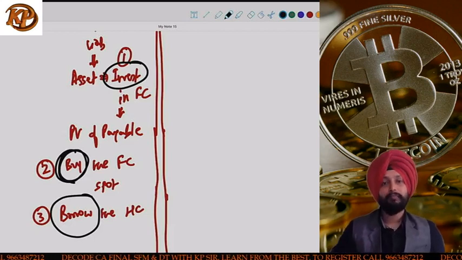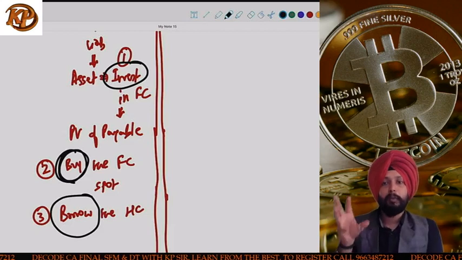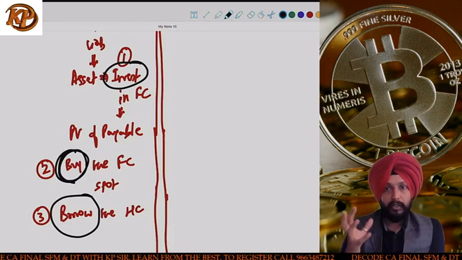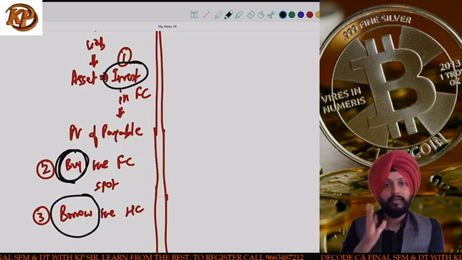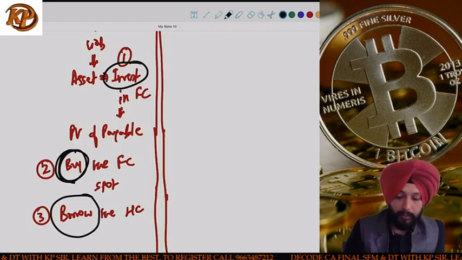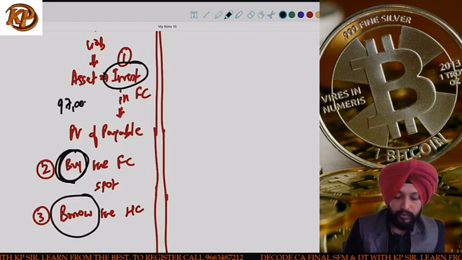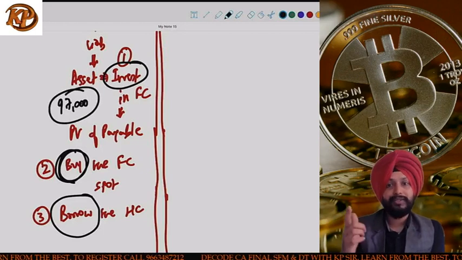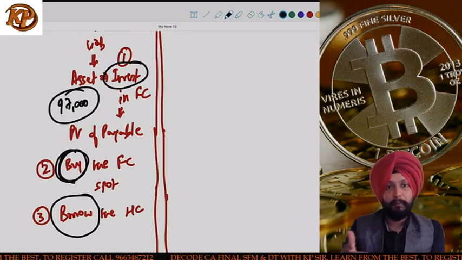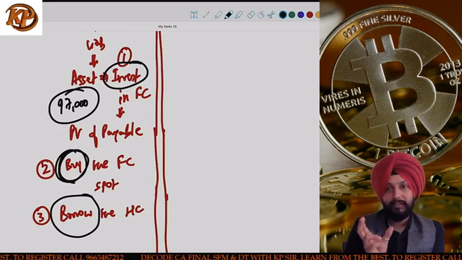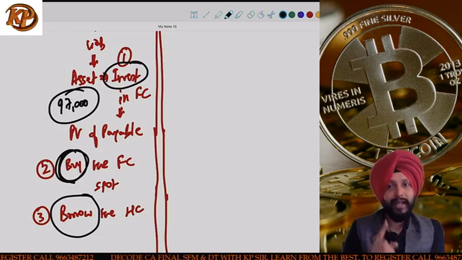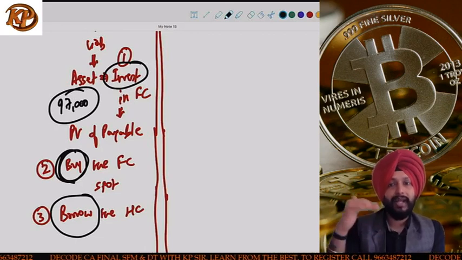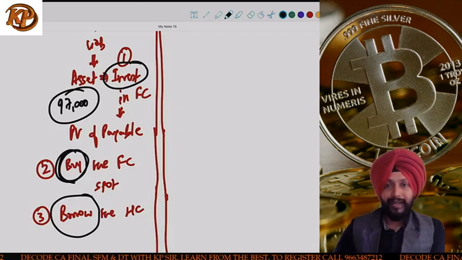So think like this: if you have US dollars payable, you will borrow the home currency, borrow rupee, go to the currency market, buy dollars and invest dollars in US. So suppose if you have $1 lakh payable, so maybe depending on the interest rates, you will invest today $97,000 in US today. After 6 months, this 97,000 along with interest will become 1 lakh, and then this 1 lakh can be used to pay off your supplier in US.